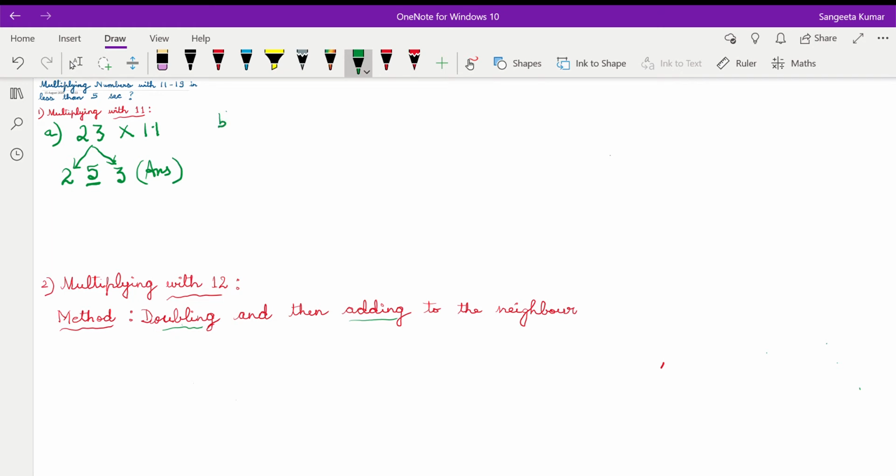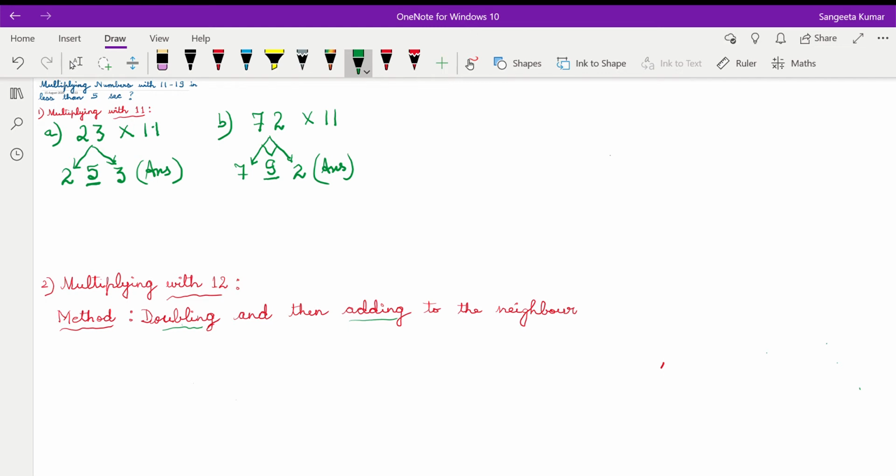Let me show this with another example. Suppose we take 72 with 11. Again, split the two numbers, so we get 7 and 2. For the middle number, you just have to add the 2. So 7 plus 2 is 9. So 792 is our answer. Children, here the trick is we are adding to the neighbor on the right. We are adding the numbers to its neighbor on the right.